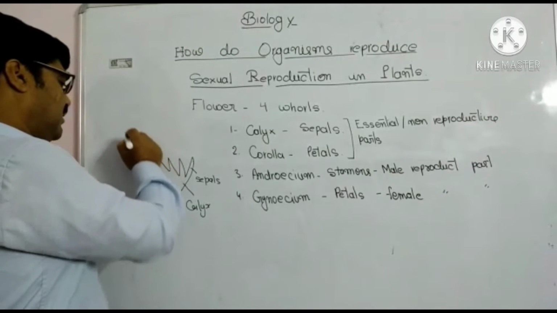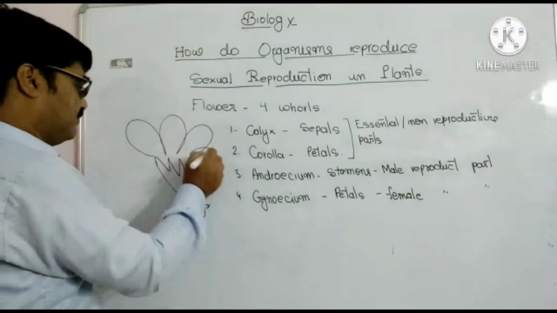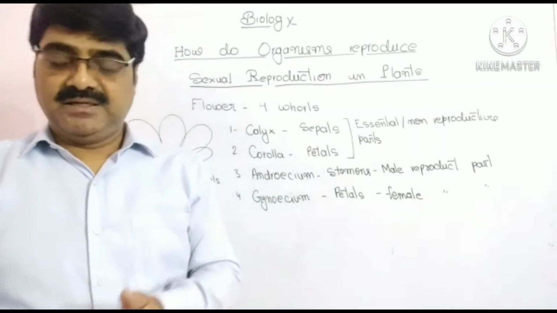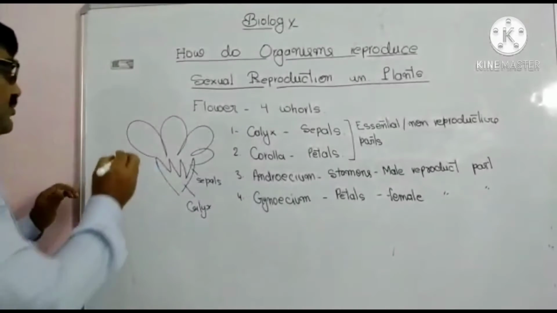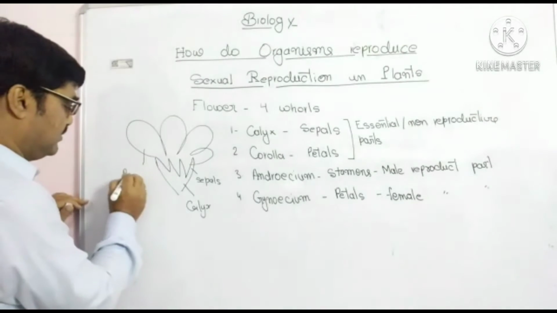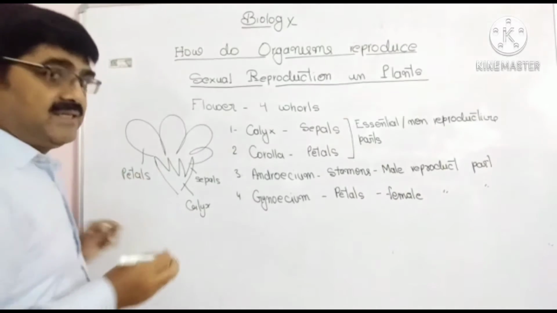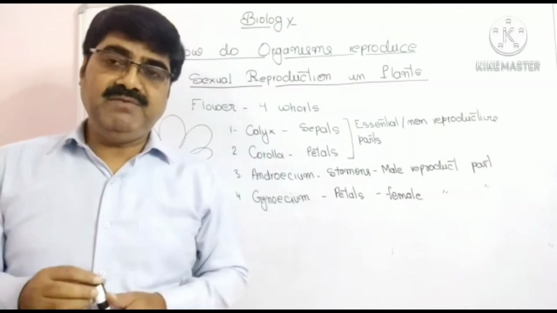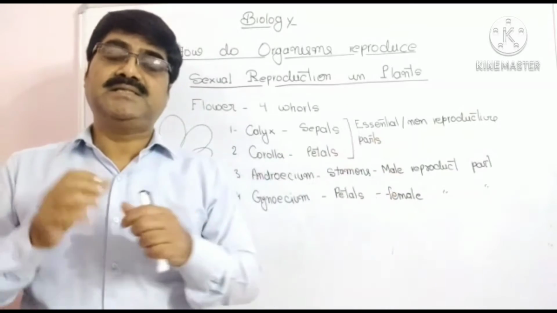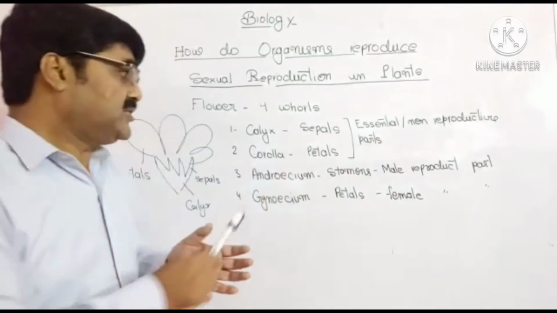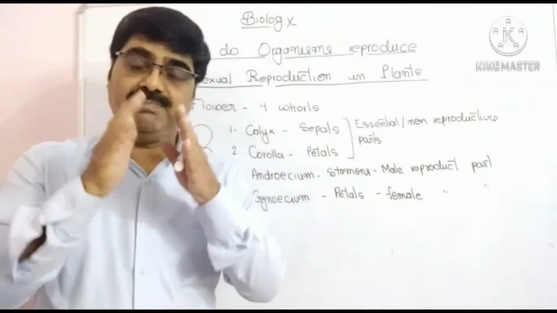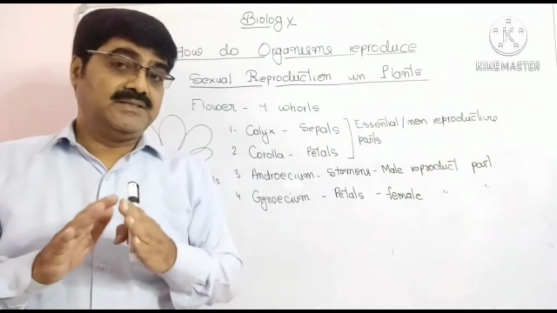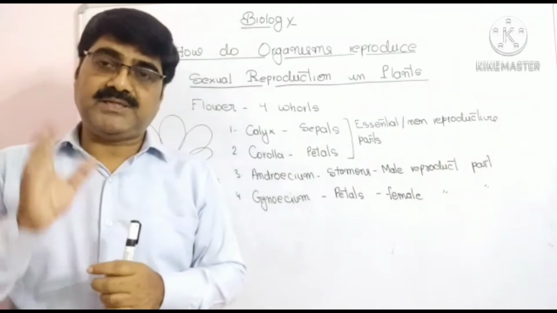Second whorl is corolla. Corolla, you see the colored part of the flower, this is corolla. This complete whorl is the colored part of the flower, and it is called corolla, and each unit of corolla is called petal. These are the petals. Petals are colored. The main function of the petals is to attract the insects for pollination. And these two parts are essential parts because they are present in all flowers. But they are non-reproductive parts because they do not take part in the process of reproduction.